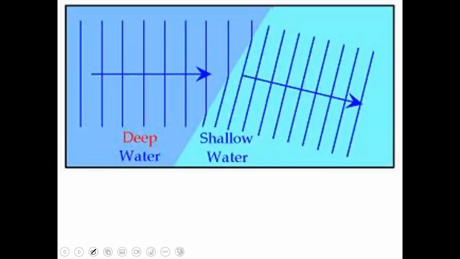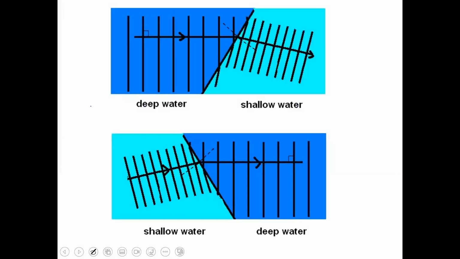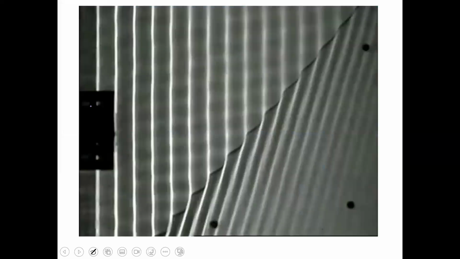So when waves are coming, they strike the medium and enter the shallow region. When they move from deep to shallow, they get closer and bend towards the boundary. The wavelength decreases. Look at this screen.